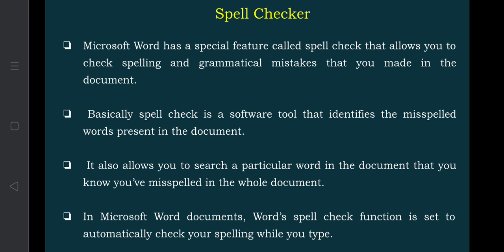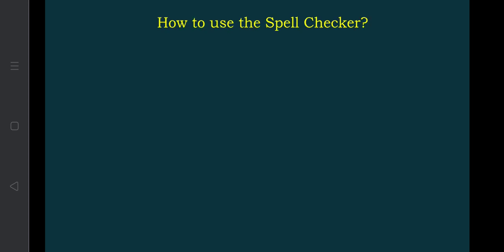In Microsoft Word documents, Word's spell check function is set to automatically check your spelling while you type. So we must all have come across this situation. When you type something wrong, we can see that the words are underlined in red color to say that it is a misspelled word. It also gives some suggestions for the correct spelling so that we can correct the spelling mistake on the fly.